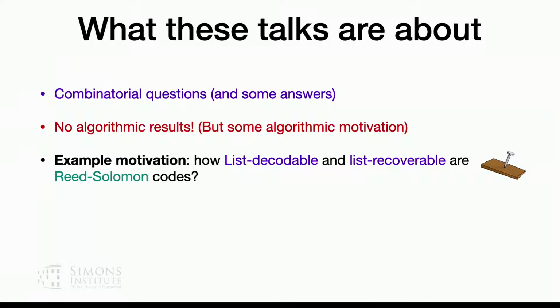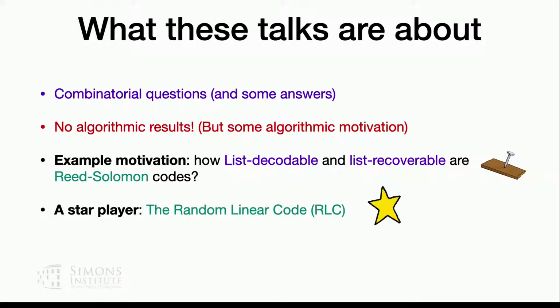So an example motivation is the question of how list decodable and how list recoverable are Reed-Solomon codes. Up to what radius can we, for example, list decode a Reed-Solomon code? Again, not algorithmically yet, just in the combinatorial sense, in the information theory sense. I put this icon here because this involves certain open problems. Some of this has been recently solved, but a lot of this still remains open.